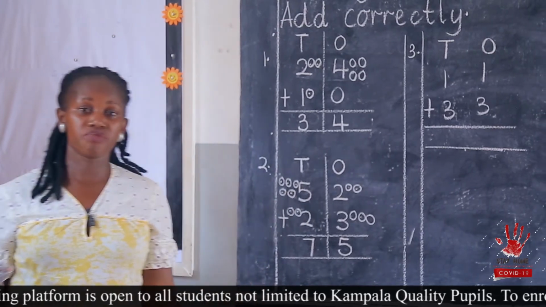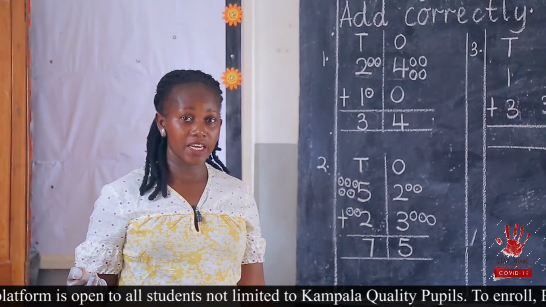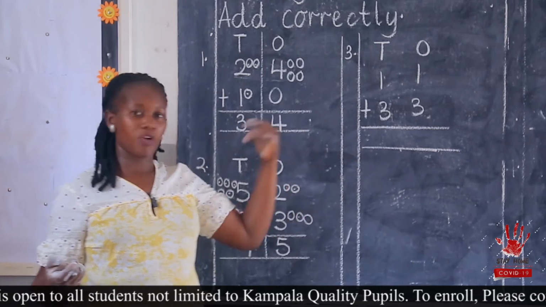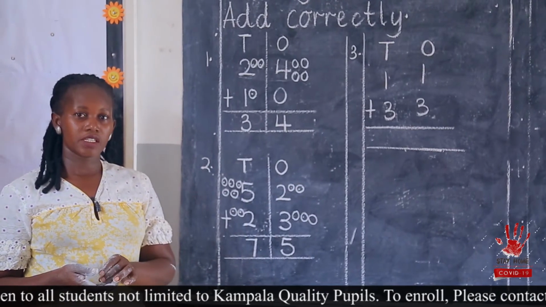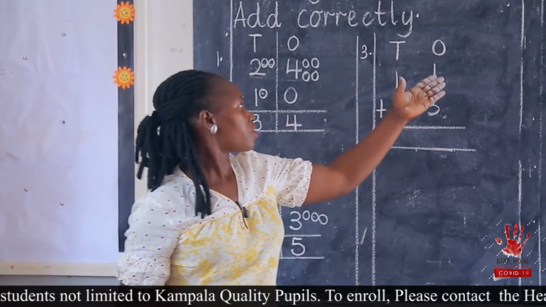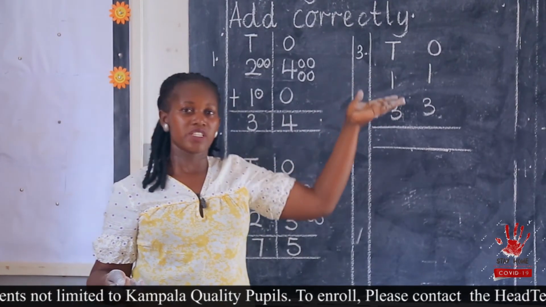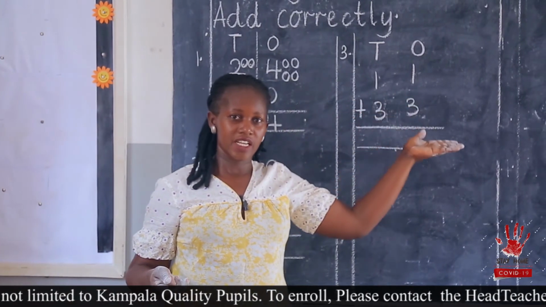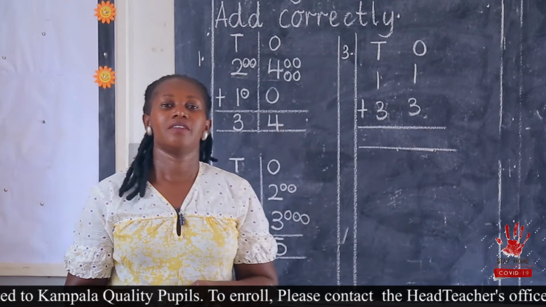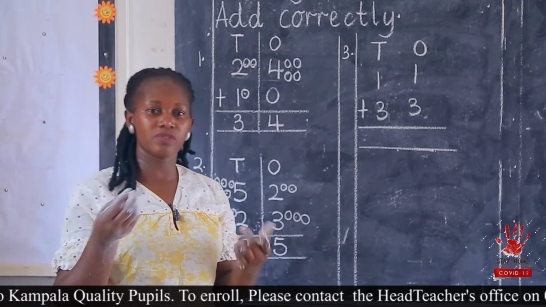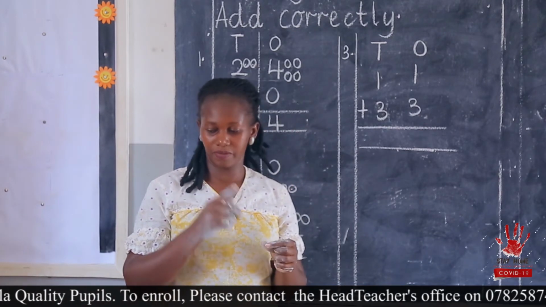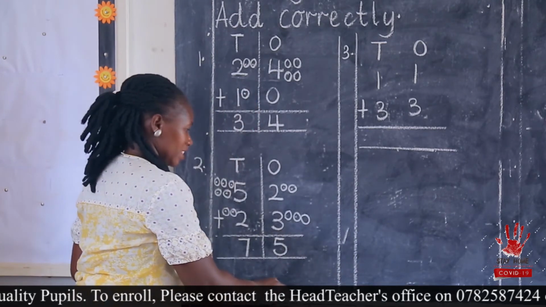Very fast. Have you drawn the line between to separate the tens from the ones? Have you done it? Okay. If you've done it, then start drawing balls very fast. Have you drawn balls for ones? Now count them. Write the answer there. Have you drawn balls for tens? You've drawn them. Okay, count them. Very fast. Now write there the answer.